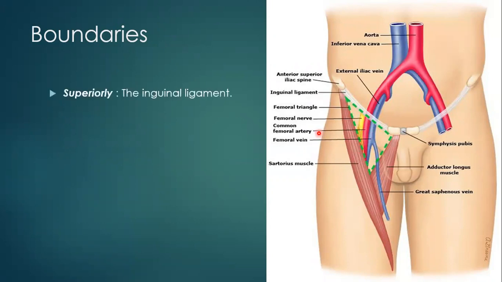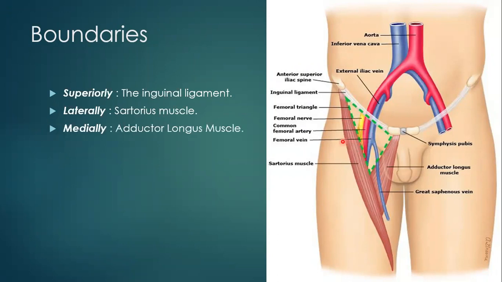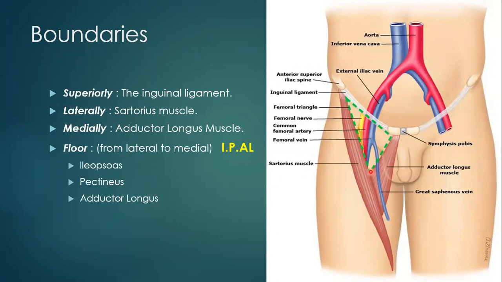Now, its superior border is formed by the inguinal ligament itself. Its lateral border is formed by the sartorius muscle. This one, the sartorius muscle, forms its lateral border, while its medial boundary is formed by the adductor longus muscle, one of the muscles of the adductor compartment.